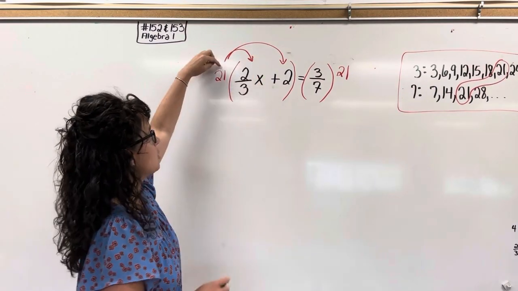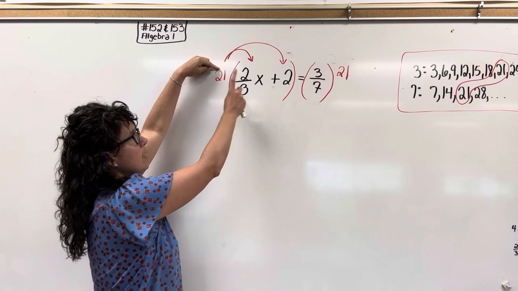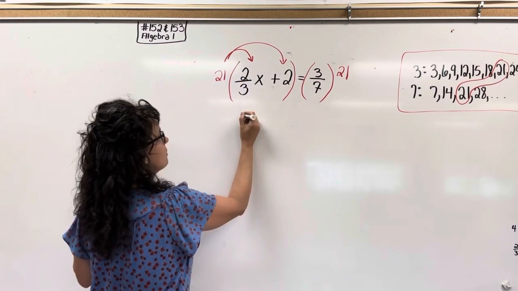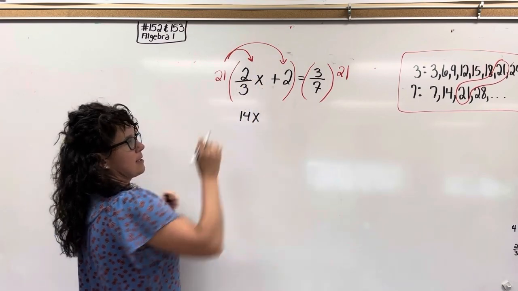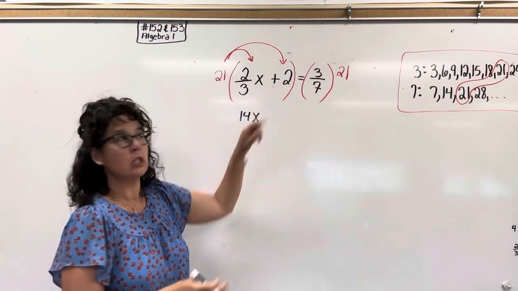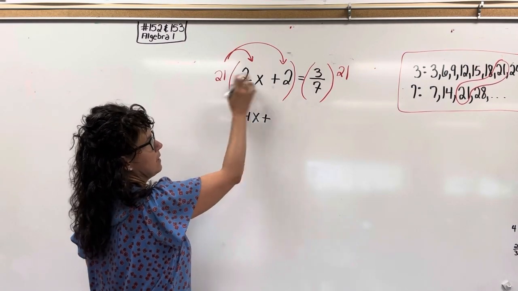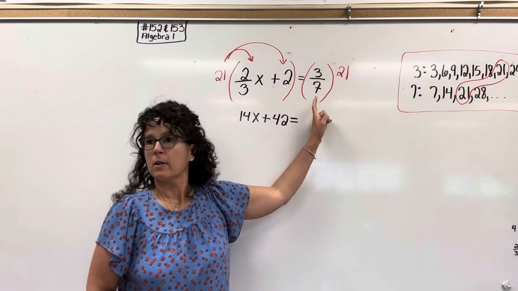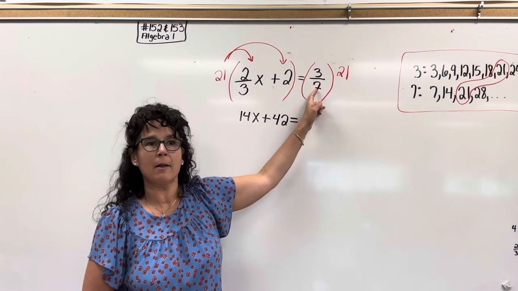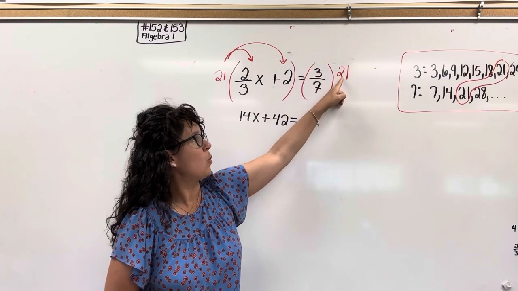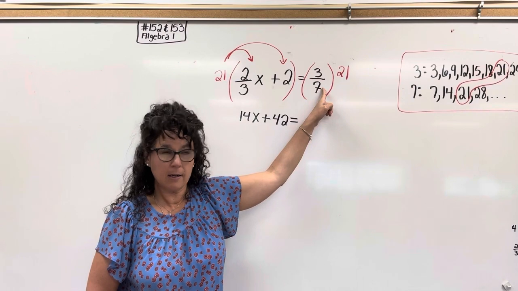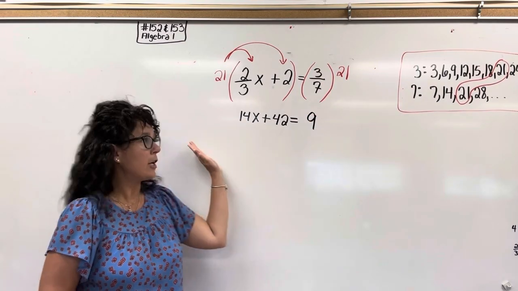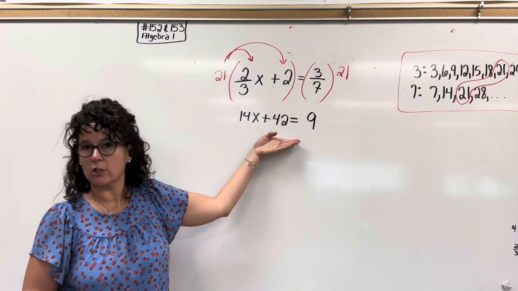Okay, so multiplying this together, 21 times this fraction, 21 divided by 3 is 7, and 7 multiplied by 2 is 14. And these are x's. Okay, then 21 multiplied by 2, positive times positive is positive, and 21 times 2 is 42. I bring down the equal sign. Okay, then again, when I multiply by a fraction, I'm dividing by the bottom and multiplying by the top. So 21 divided by 7 is 3, and 3 multiplied by 3 is 9. We've cleared the fractions. Notice how much easier this equation looks to solve.